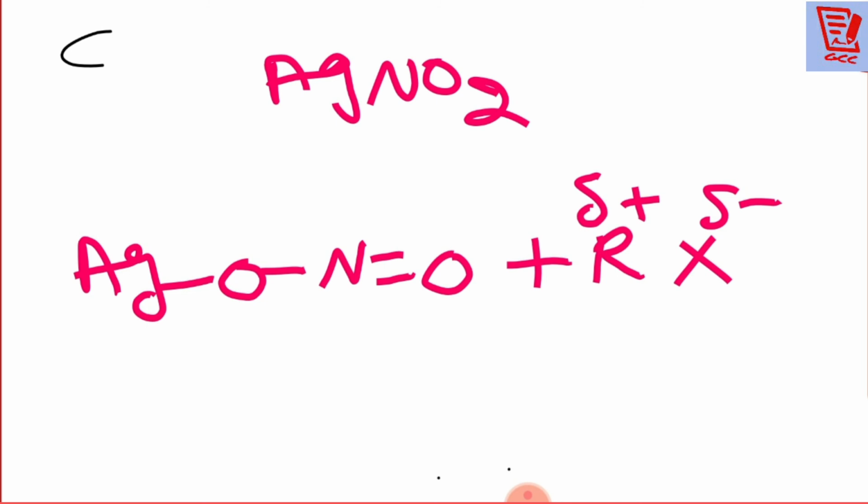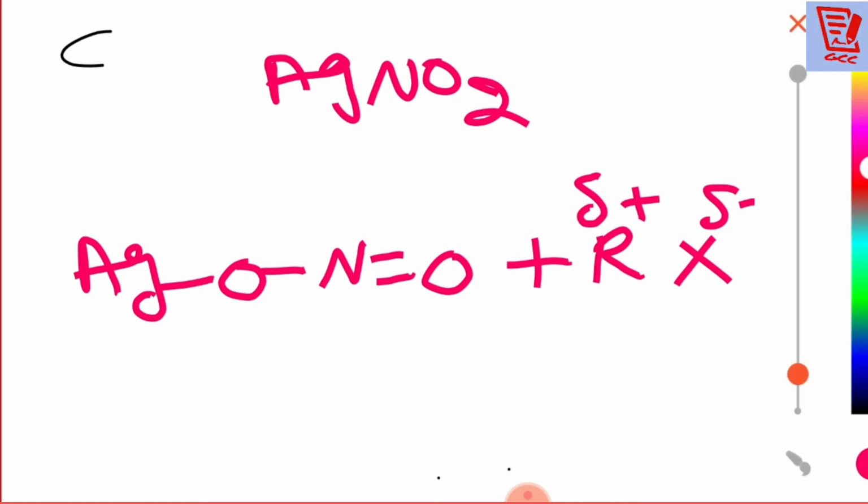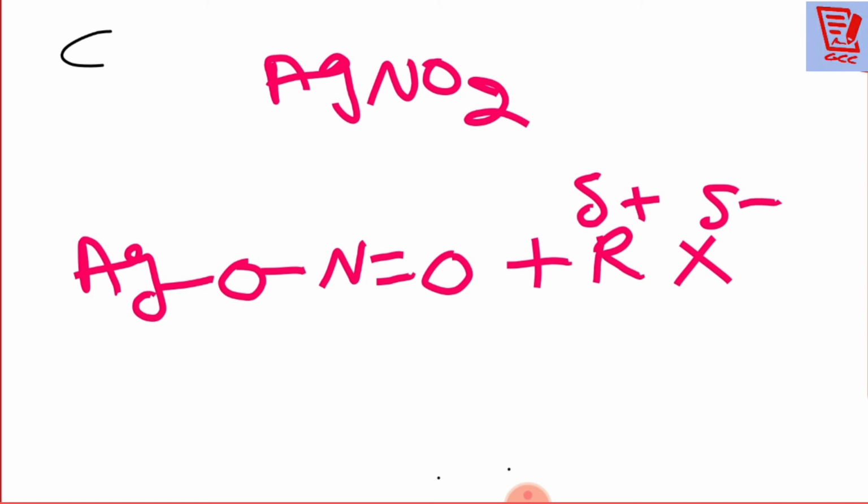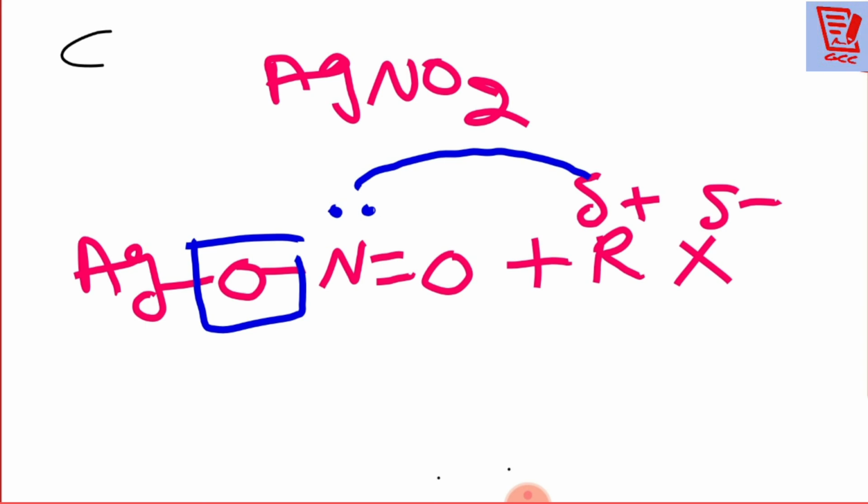What bond do you have between Ag and O? It is a covalent bond. So in this case, this oxygen is not having any negative charge. No negative charge. So the nucleophile attack will occur through the lone pair of the nitrogen atom. On this nitrogen, there is one lone pair, and this lone pair will give its electron to the R positive.